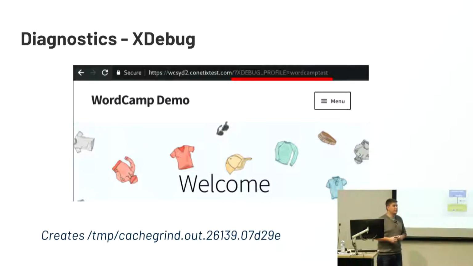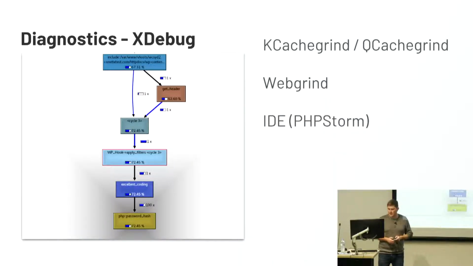There's then a number of tools that you can load this in. For a Windows environment, you've got QCacheGrind. If you want to load it via a web interface, you've got WebGrind. Or if you've got an IDE that's got advanced editing tools, like PHPStorm, they have the XDebug stuff built in as well.